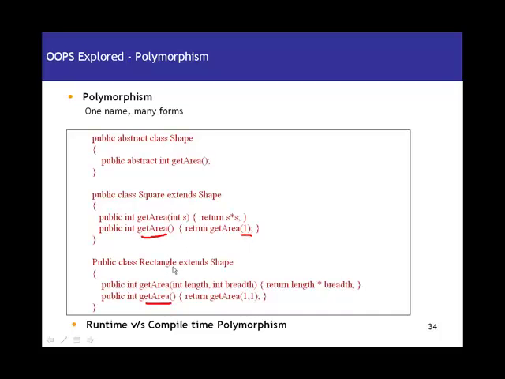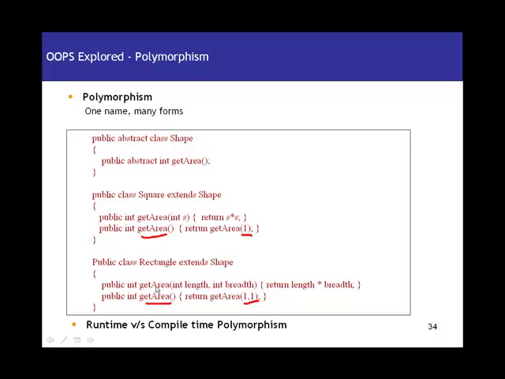Right. Similarly for rectangle, the getArea implementation calls the getArea method, which takes two arguments, the length and the breadth, and I'm again defaulting the length and breadth to 1 and 1, and it returns the area as length into breadth. Right. So if you have a look here, I've got the same method name getArea, but I've got so many different implementations for the method getArea. So I've got only one getArea name, but I've got 5 different implementations and forms of the getArea method. Right? So this is nothing but polymorphism.